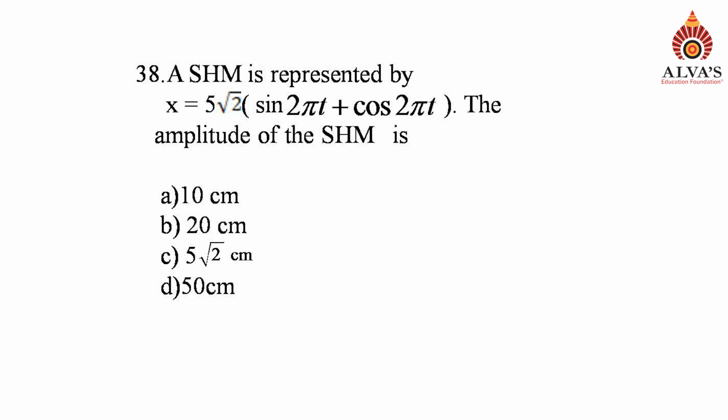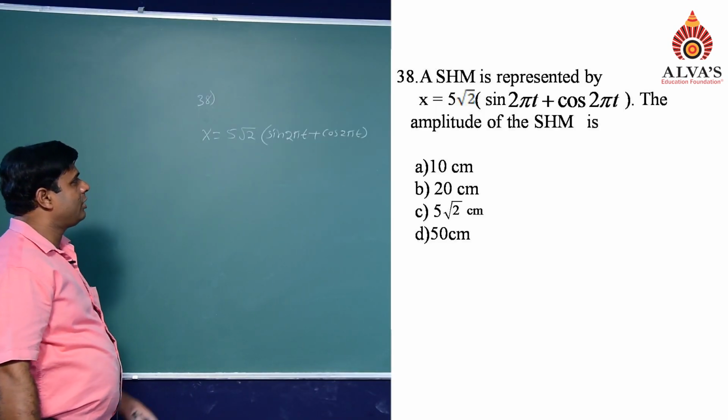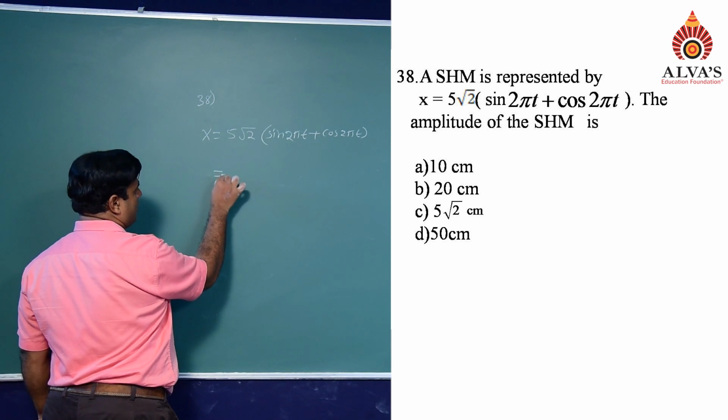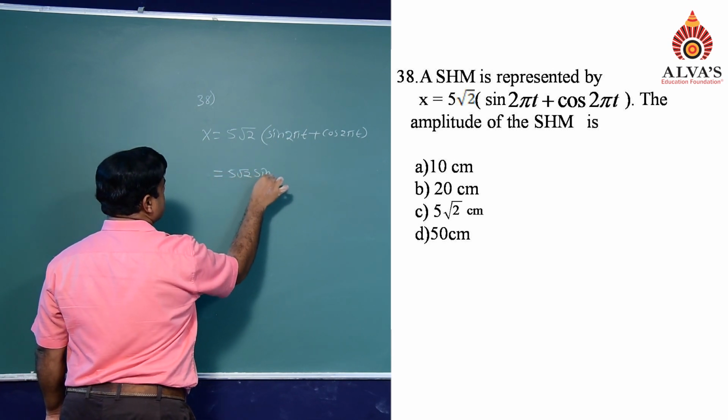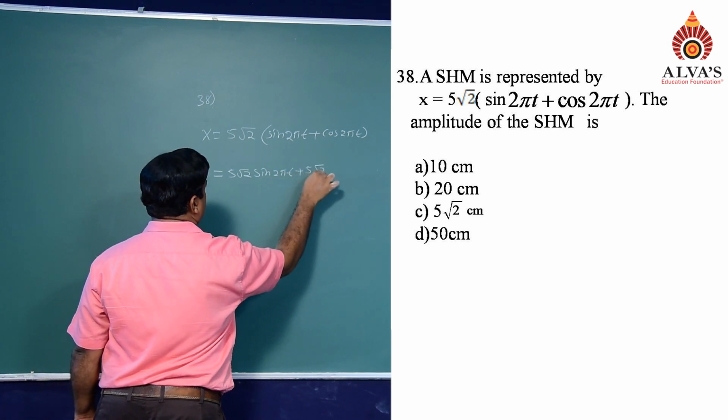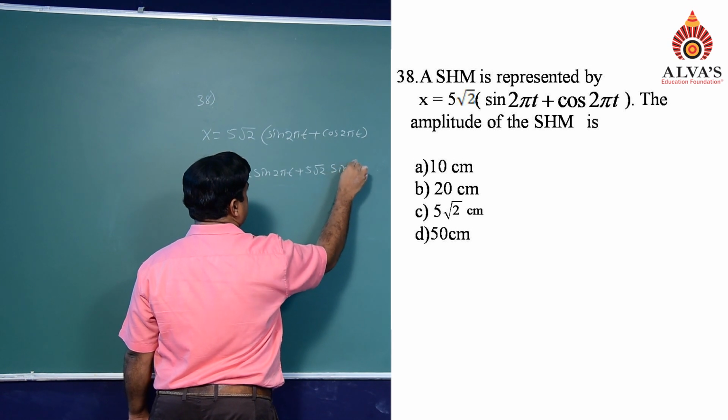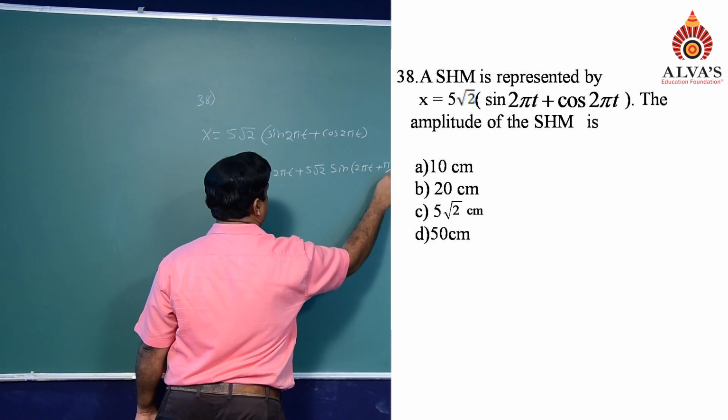A simple harmonic motion is represented by x equal to 5 root 2 sin 2 pi t plus cos 2 pi t. The amplitude of the simple harmonic motion is? This is the equation of SHM due to the superposition of two waves. Therefore, to find the resultant amplitude, both parts should be in the same form. Convert 5 root 2 sin 2 pi t plus 5 root 2 cos 2 pi t, where the cosine can be written as sin (2 pi t plus pi by 2).